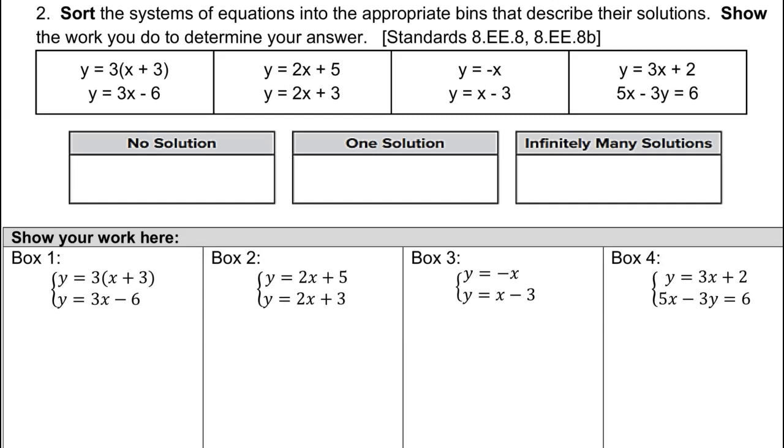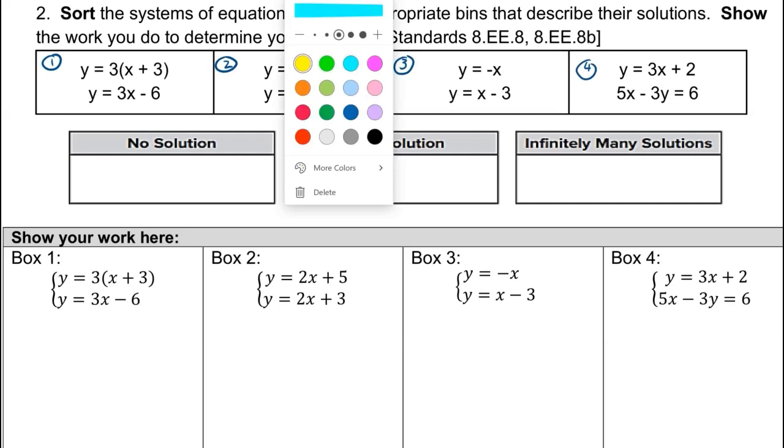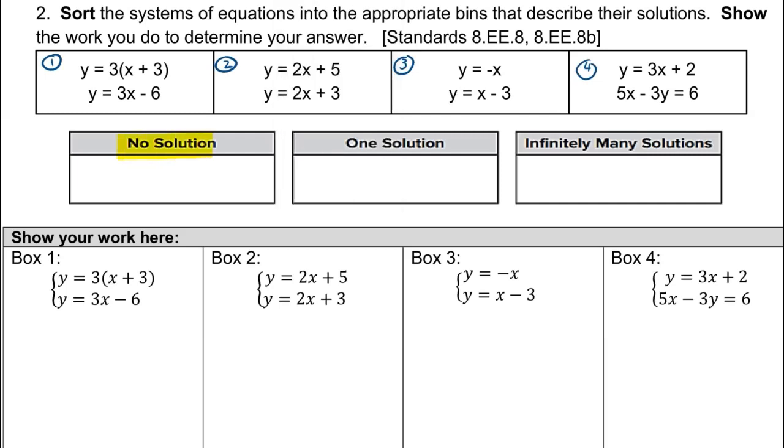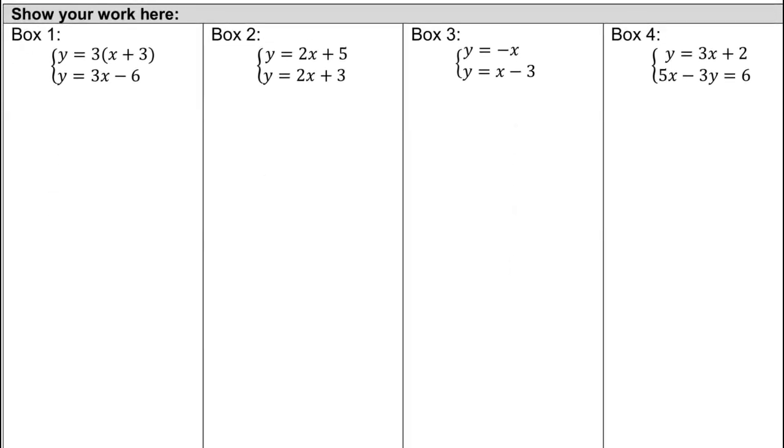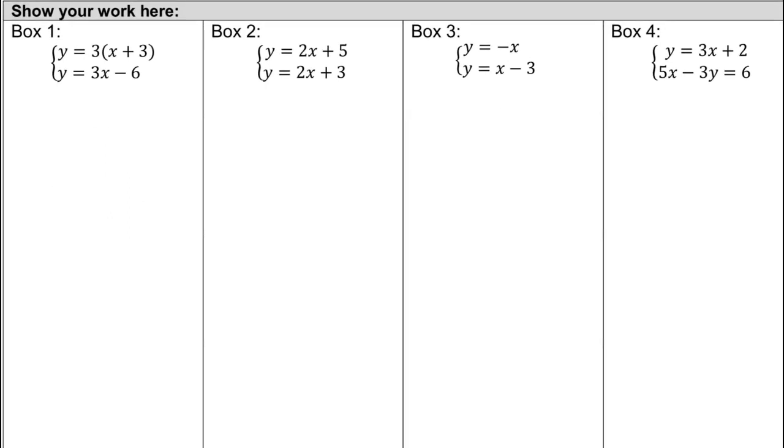Okay, so on problem 2, they give you 4 equations. This is box number 1, box number 2, box number 3, and box number 4. So we're going to solve each box and then we put them in the correct bin. You have one solution, no solution, and infinitely many solutions. To make it convenient for you, I put 4 systems into 4 columns. We're going to solve each of them by using the substitution method.